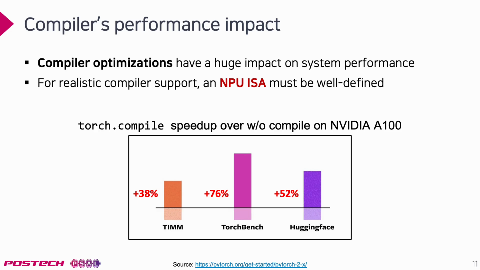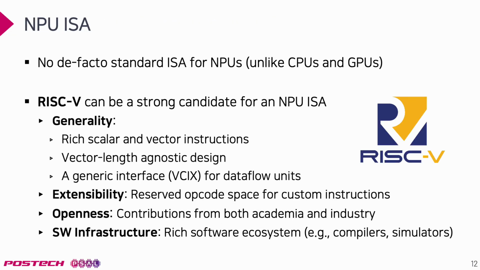But for realistic compiler support, it is essential to have an NPU ISA that is well defined to model the behavior of actual NPUs. However, one challenge in adopting an NPU ISA is that there is no de facto standard ISA for NPUs, unlike CPUs or GPUs. For CPUs, there are well-established ISAs like x86, ARM, as well as RISC-V. And for GPUs, there are ISAs from NVIDIA and AMD that are widely adopted by many hardware designs. However, since the NPU is relatively new and evolving rapidly, there is no well-established de facto standard ISA for NPUs.